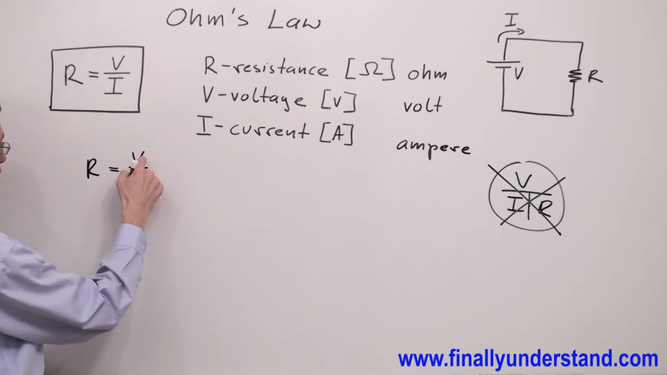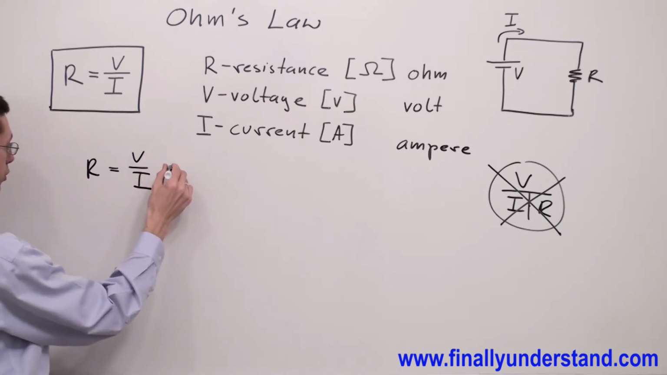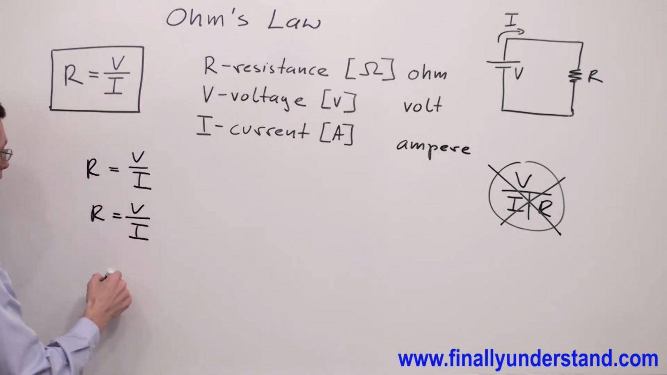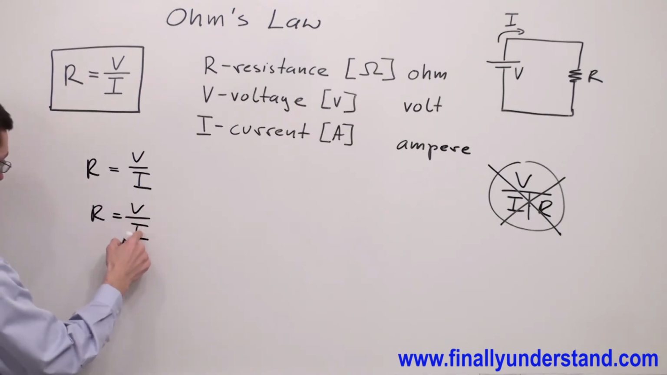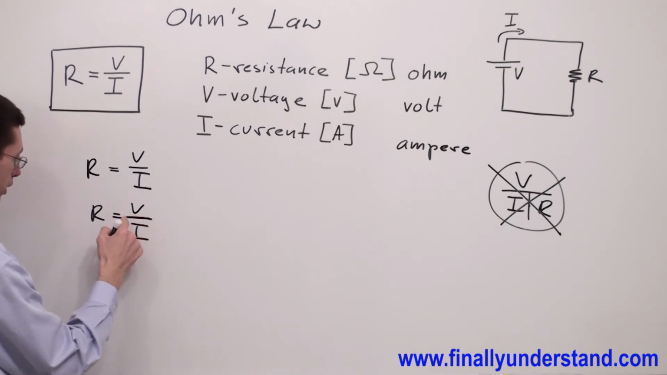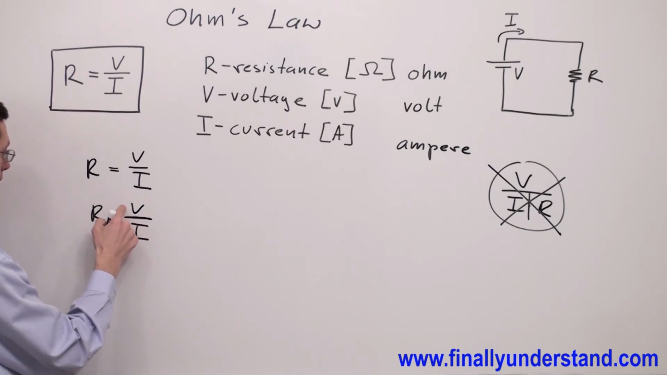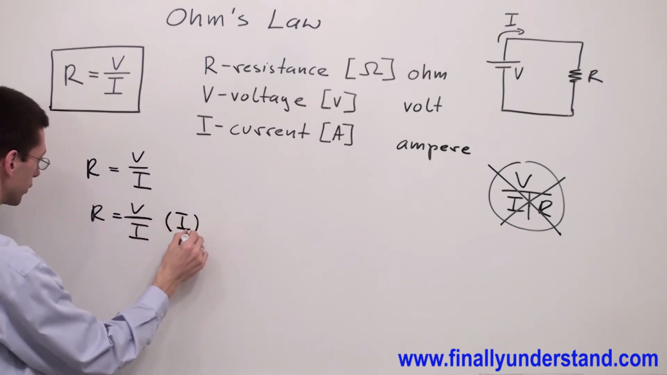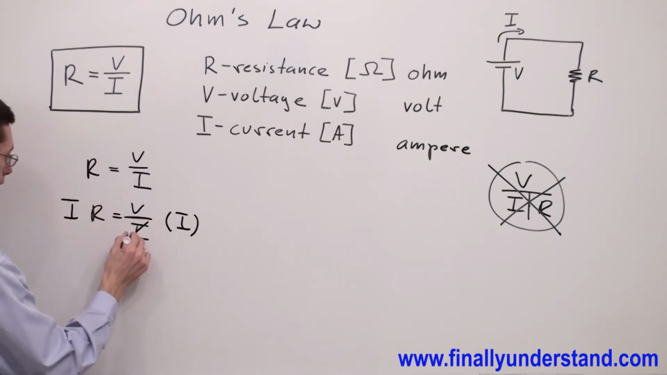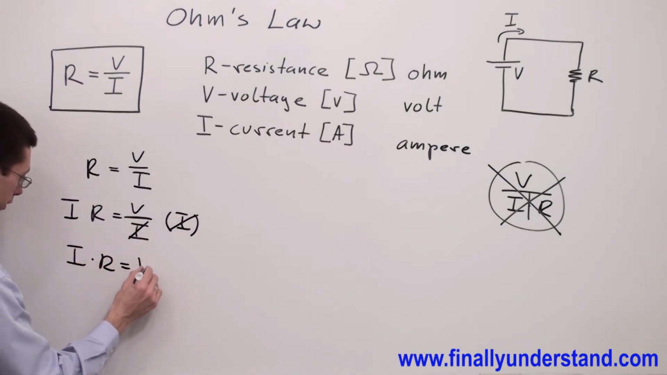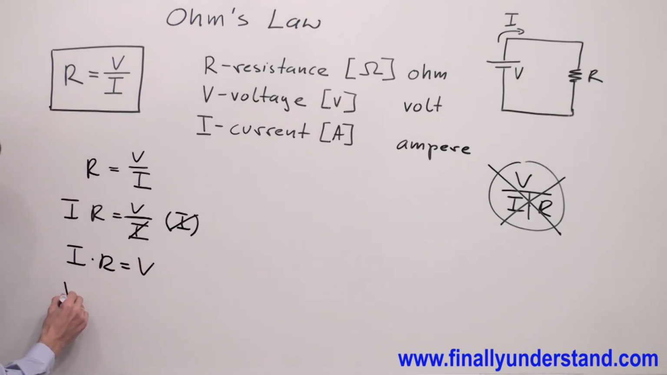If I want to find voltage, I'm supposed to simply multiply both sides of my formula by the denominator. Remember, anytime you want to eliminate the fraction, you're supposed to multiply both sides of the formula by the denominator. Why? Because V is part of the fraction and I'm looking for V. Simply multiply both sides of the equation by I, and I will cancel out. I times R is equal to V, and this is simply the formula for V.